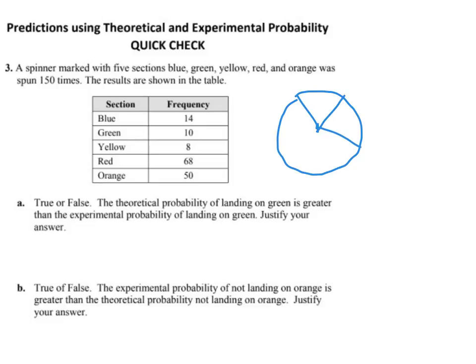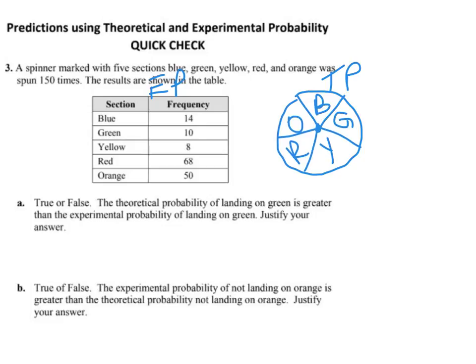So what we're going to do, I drew a spinner. This spinner has 5 sections, which is blue, green, yellow, red, and orange. Okay, and this is going to help me with the theoretical probability. The table is going to help me with experimental probability. So if you look at letter A, it's saying true or false. It says the theoretical probability of landing on green is greater than the experimental probability of landing on green. So it says justify your answer.